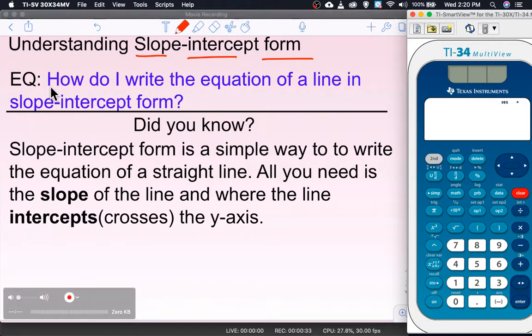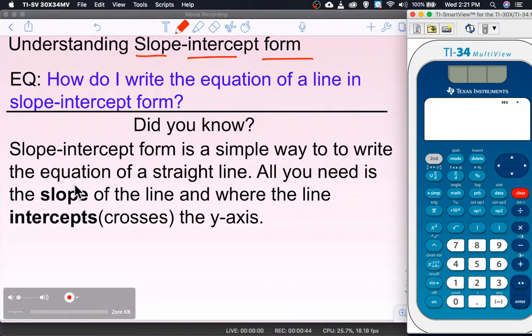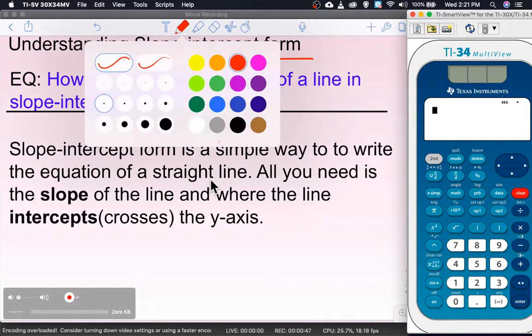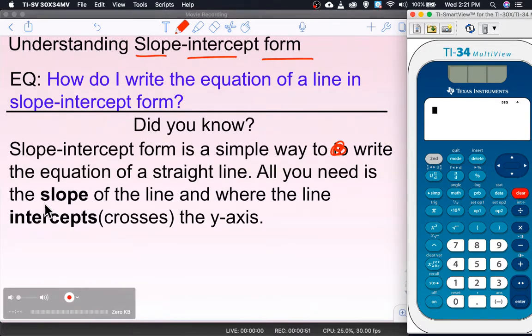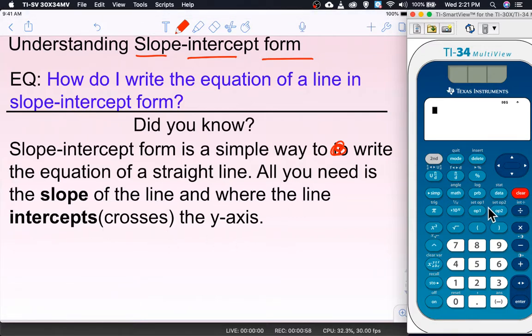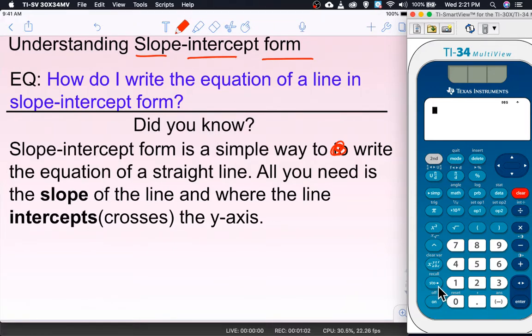So the essential question says, how do I write the equation of a line in slope-intercept form? Did you know that slope-intercept form is really just a simple way to write the equation of a straight line? All you need is the slope of the line and where the line intercepts or crosses the y-axis. That's why it's called slope-intercept form. Those are the two pieces you need, the slope and the intercept.